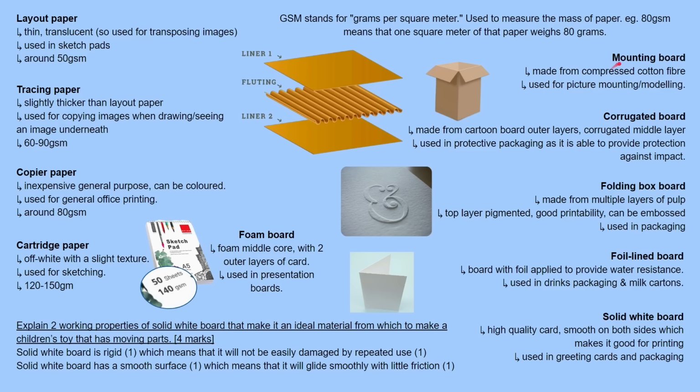Then onto boards, we have mounting board. It's made from compressed cotton fibers. It's used for picture mounting or modeling. And then corrugated board, which is just your normal cardboard. It's made from carton board outer layers and a corrugated middle layer.